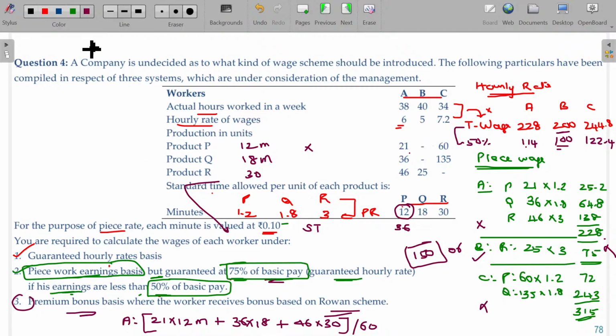Similarly, calculate for B. In case of B, it's very simple. 25 into 18 minutes for B. Divide that by 60. This is for B. What's the value?